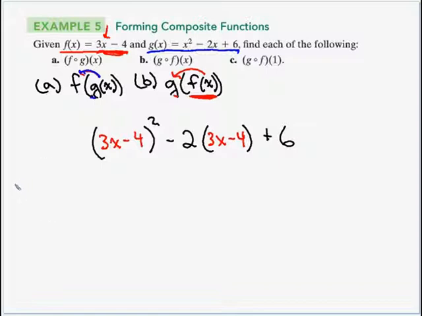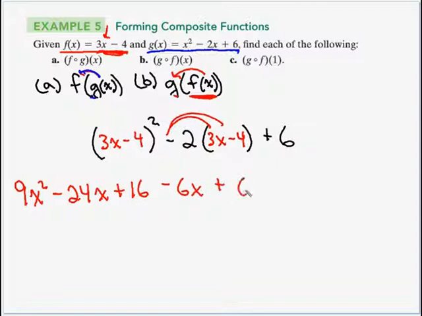So 3x minus 4 quantity squared is going to be 9x squared minus 24x plus 16. And then distribute the negative 2. That'll be a minus 6x, and then a plus 8. And then we got our plus 6 on the end.